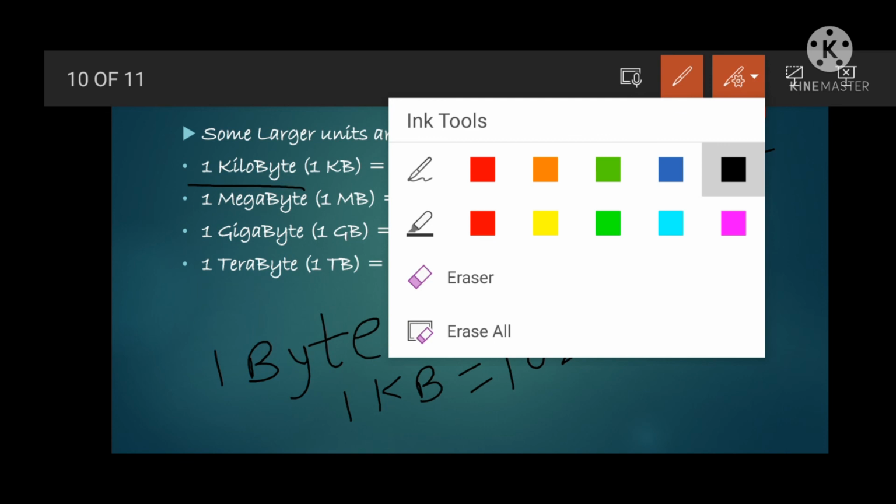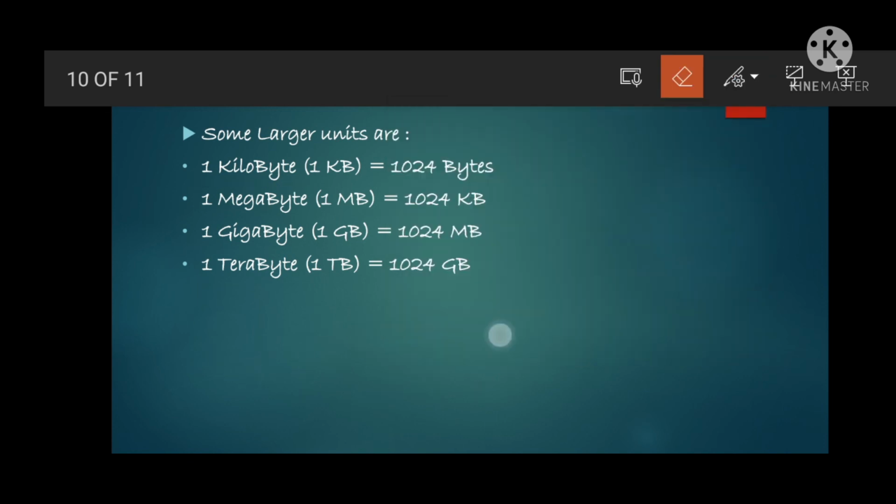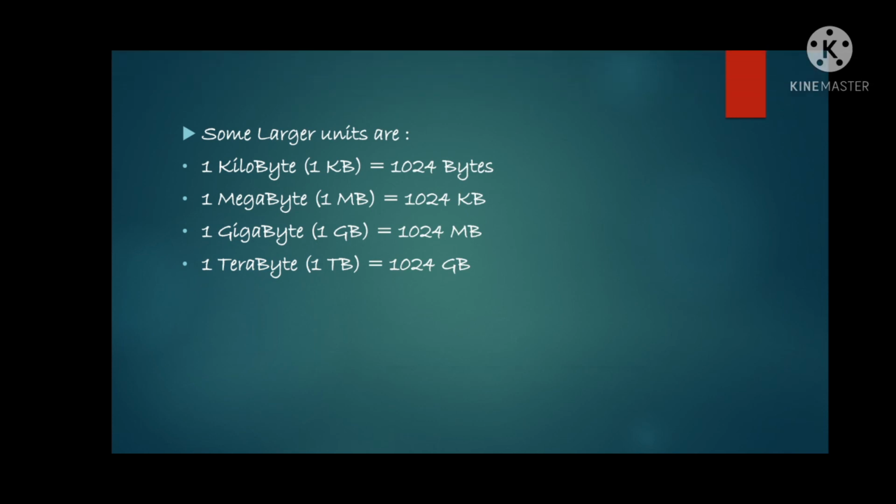Similarly, we have 1 megabyte, that is 1 MB, equal to 1024 KB, then 1 gigabyte, equal to 1024 megabytes, and 1 terabyte, equal to 1024 gigabytes. So it goes greater and greater, one after the other: bytes, kilobytes, megabytes, gigabytes and terabytes. That is all about memory units.